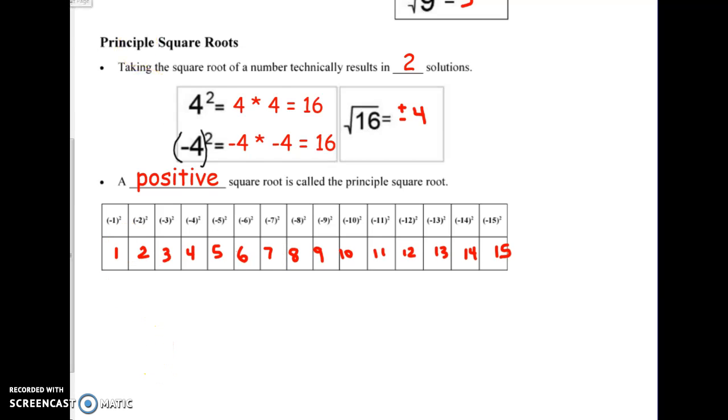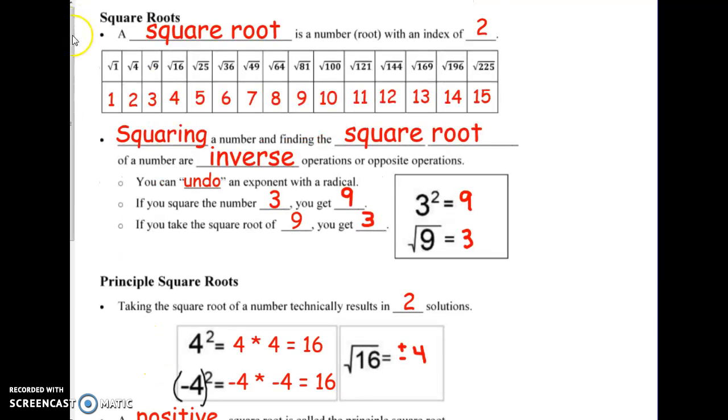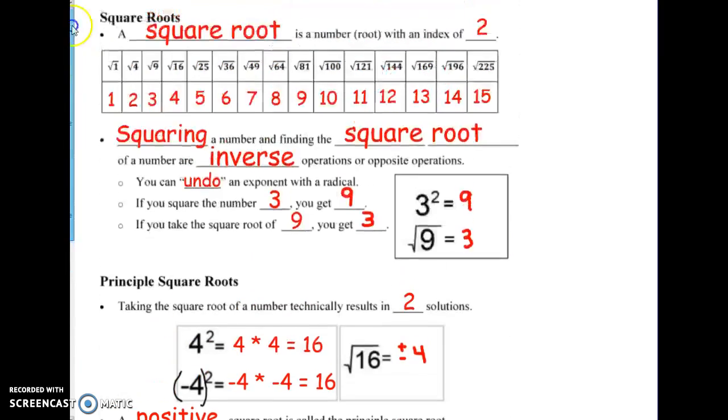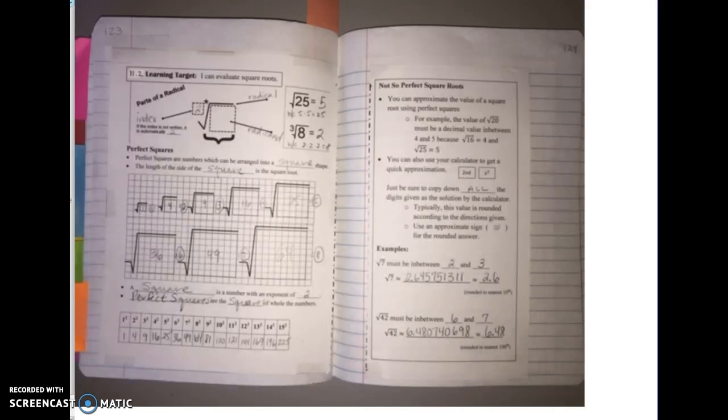So now that your notes are complete, again, feel free to come back, rewind, look at anything else. There's a nice kind of weird looking version in your notebook. This is what it'll look like when you cut on the dotted line and tape into your book. Please see me with questions.